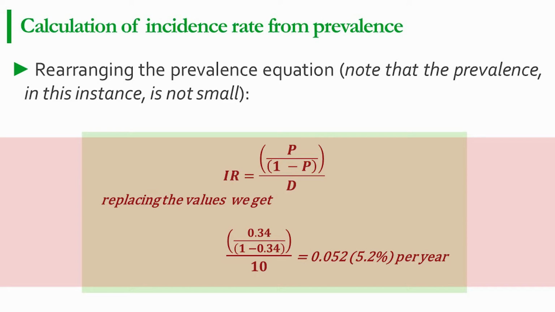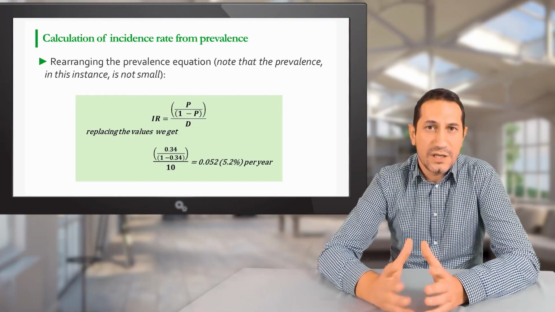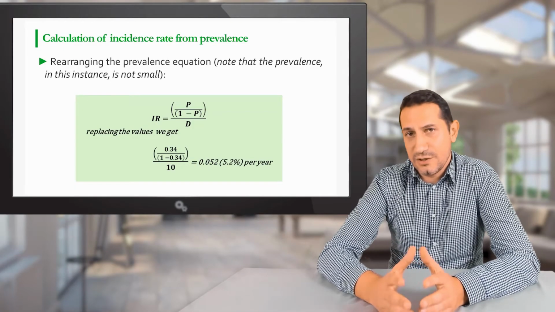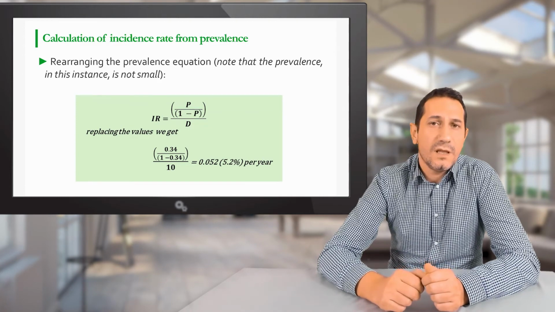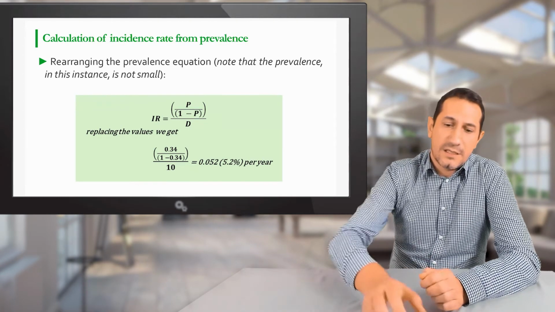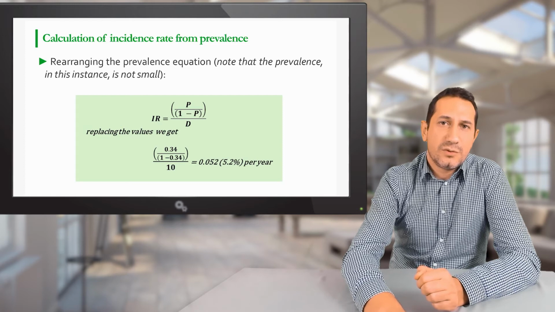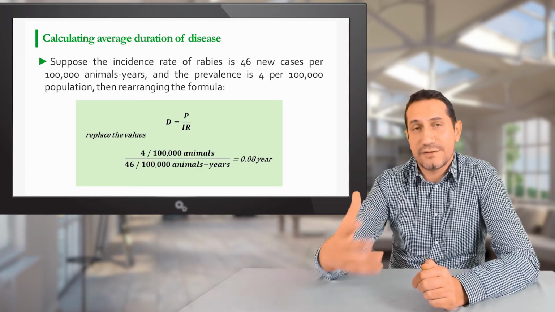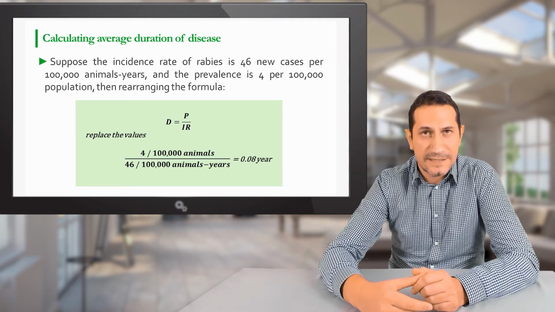So that's how we calculate the incidence rate when we know the average duration of the disease and we know the prevalence. The same can be applied to calculate the average duration of the disease.